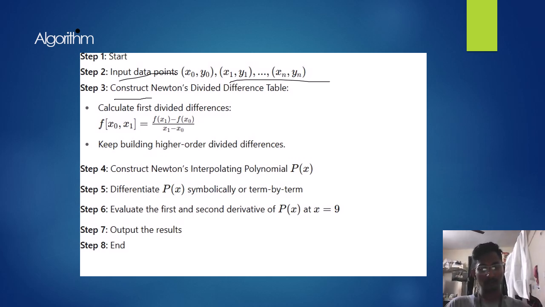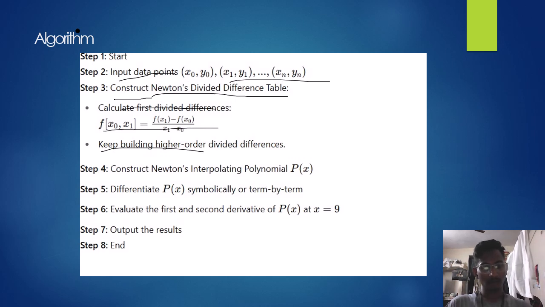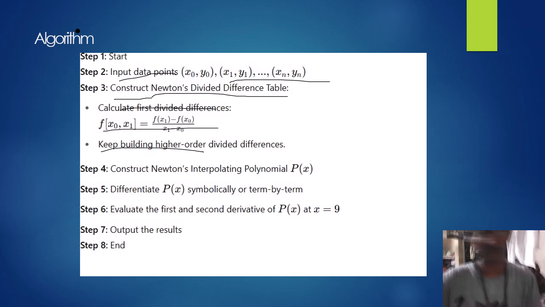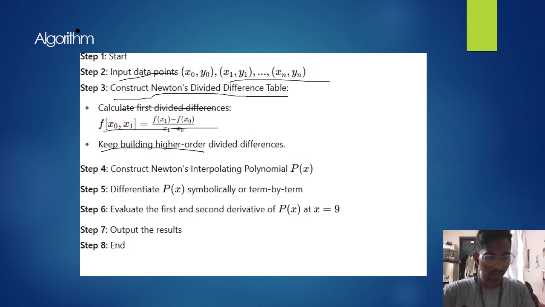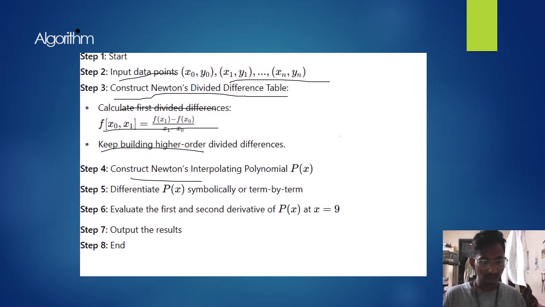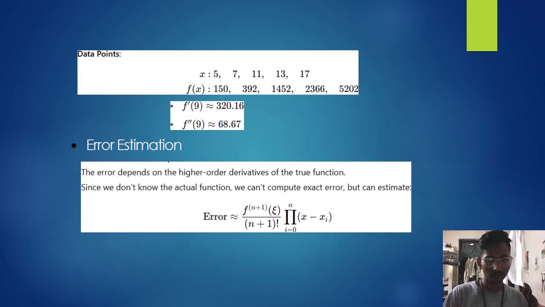Construct the Newton divided difference table, calculating the first divided difference. Keep building the higher divided differences. Differentiate p(x), symbolically or term by term. Evaluate the first and second derivatives at the required point, output the result. End of the algorithm.